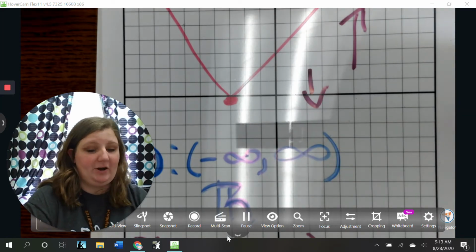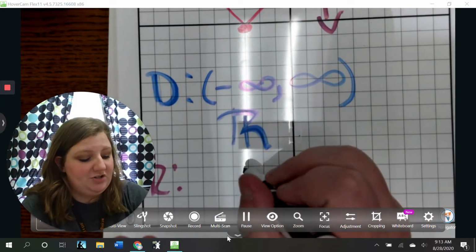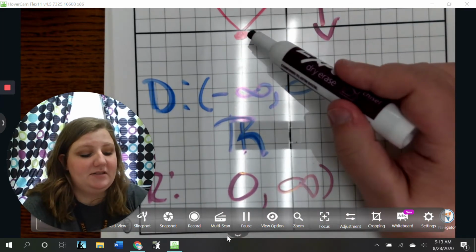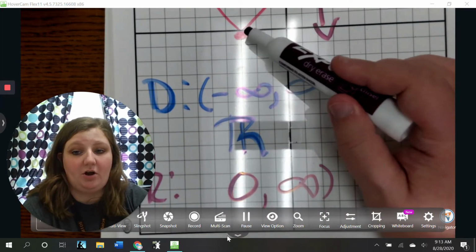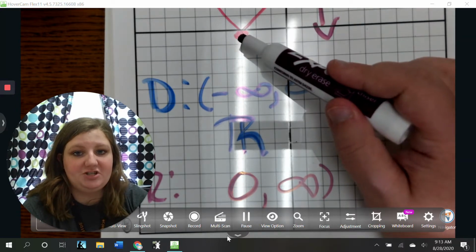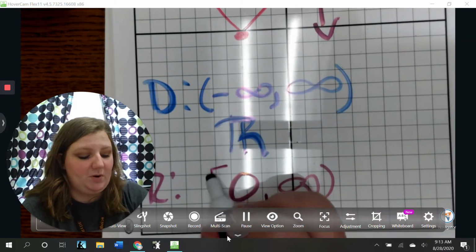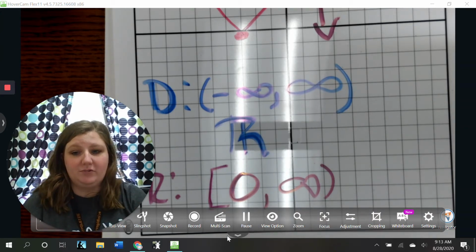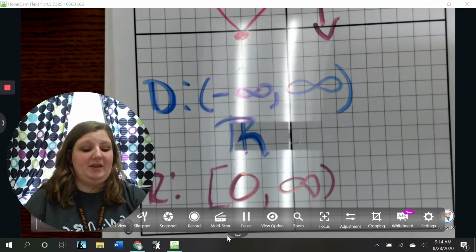So when we talk about our range, it starts at 0 and goes to infinity. And notice this point at 0 is included in our graph. Our graph is touching that point and then moving on. So that's where we use that square bracket around our graph. Okay? So that's domain and range.